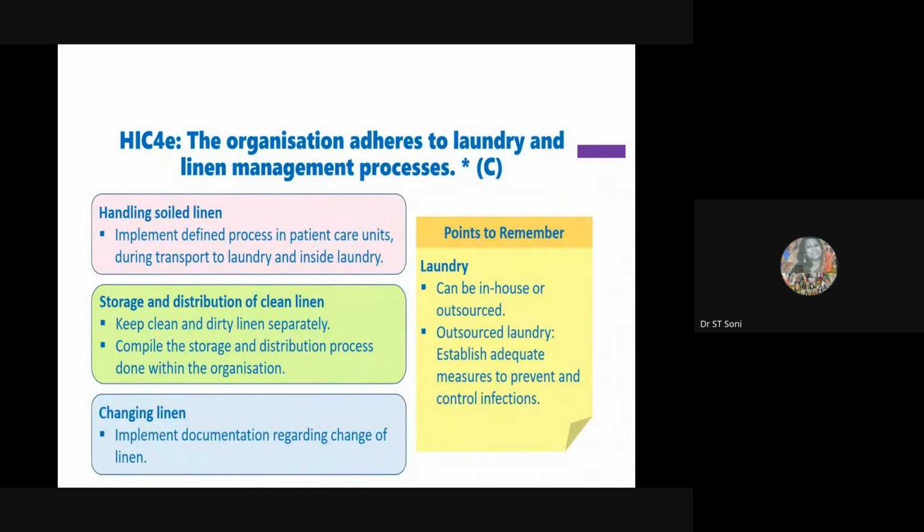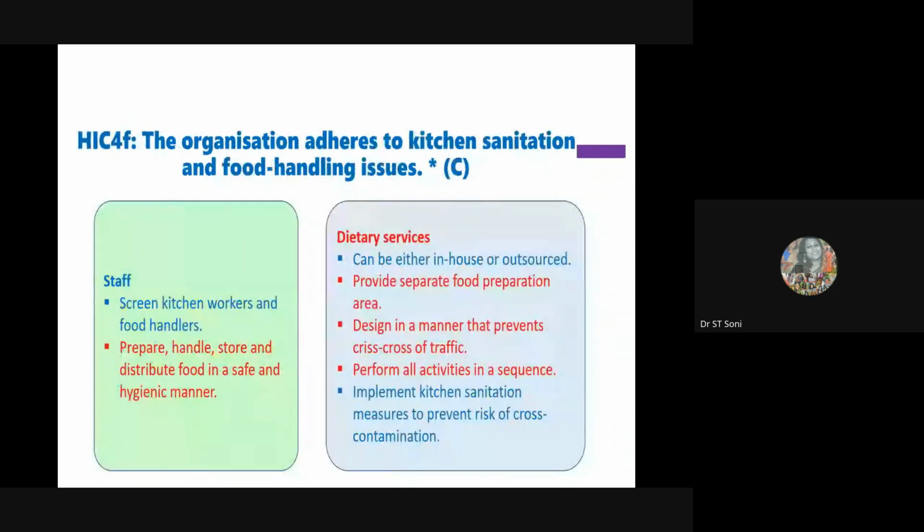Okay, linen and laundry can be outsourced or in-house also. So these infected linen need to be pre-treated. You can treat it with 0.5% sodium hypochlorite, and then you can send it separately. So it has to be transported in a yellow bag, and separately it has to be sent to the laundry.